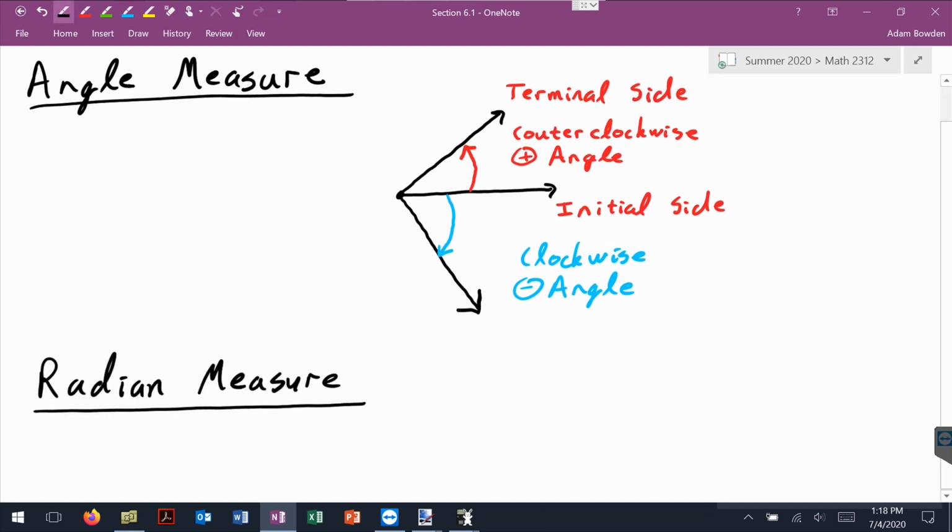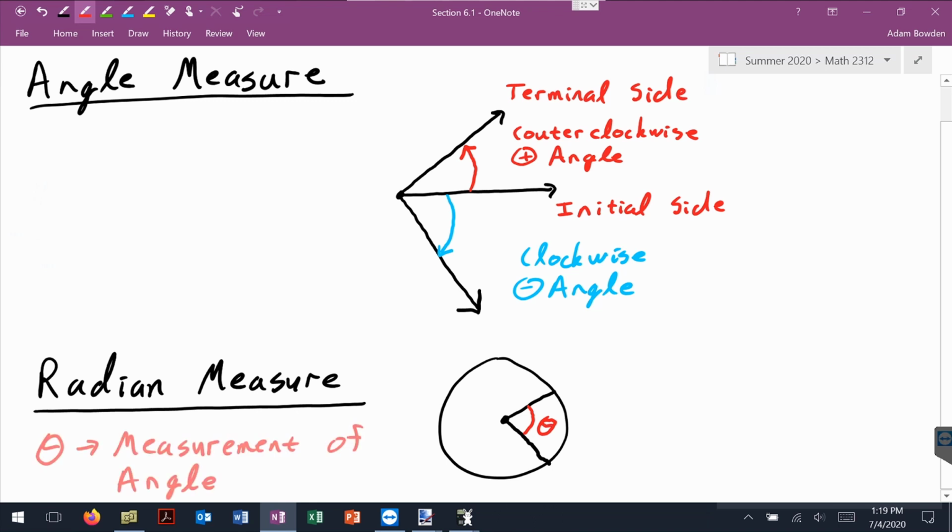Now we oftentimes measure angles in degrees, like 60 degrees or 50 degrees or 360 degrees completely around one rotation. But there's an alternative means of measuring angles called radian measurement. In radian measurement, our angle is located here on a circle. We're going to give a symbol, theta, to stand for how big this angle is. How big this angle is in radian measurement will be determined by the size of the arc which is cut off by the two sides of the angle.